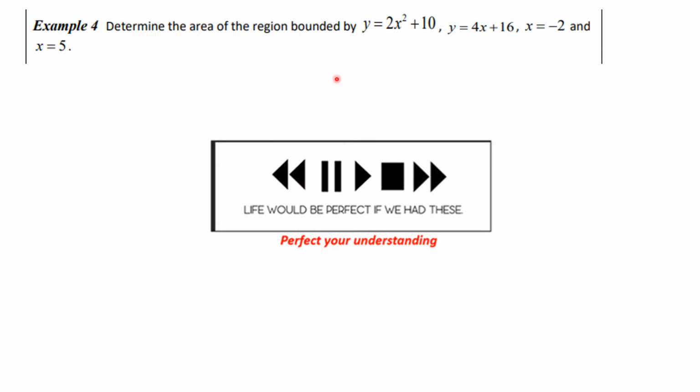Here's another problem for you guys to do, so read the problem. You know what to do. Let's see how you did.